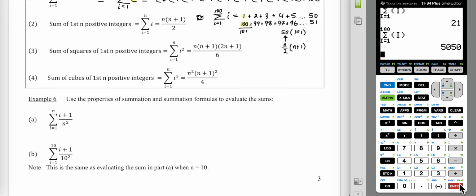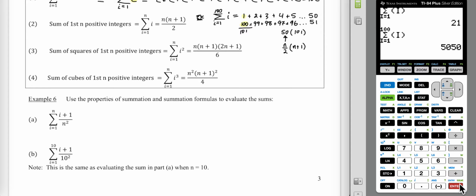Now you see here in example A, number 6A, use the property. Well, this is for number 6 in its entirety. Use the properties of summation and summation formulas to evaluate the sums. The directions are very specific. This is still in the territory of prerequisite material, so it's not like I'm going to ask you a question on a test that just asks you to evaluate a summation. It's going to be part of a broader concept.